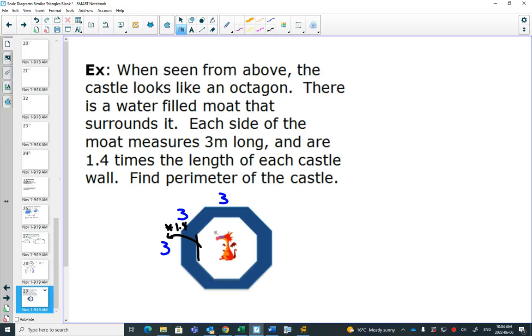So now if we wanted to find, this side was multiplied by 1.4 to get 3. So if you wanted to go backwards to find the actual side of the castle, you'd have to divide by 1.4. So I go 3 divided by 1.4 on my calculator, and I get 2.14.